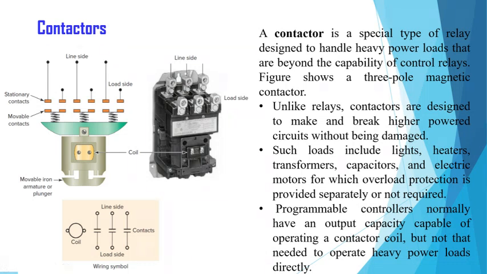These contactors are designed to make and break the high-powered circuit without being damaged. They consist of stationary contacts as well as movable contacts. It consists of a coil which is connected to a movable iron armature or a plunger. It consists of the line side as well as the load side. The figure here shows the coil symbol as well as the symbol for the contacts.